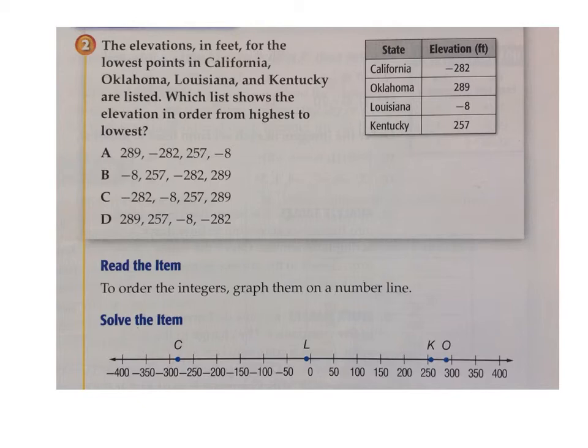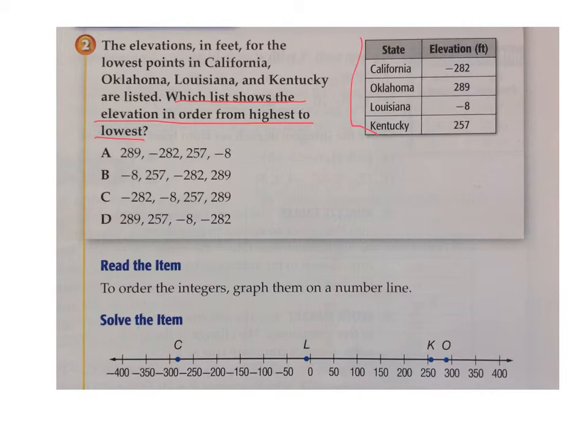So I have a problem here that's going to have me do some ordering of integers. So I'm going to read the problem here for you. It says the elevations in feet for the lowest points in California, Oklahoma, Louisiana, and Kentucky are listed. Here they are here. Which list shows the elevation in order from highest to lowest? Whenever I'm doing a problem, I always like to underline, what am I looking for? So which list shows the elevation in order from highest to lowest, greatest to least, or biggest to smallest, however you want to look at it.